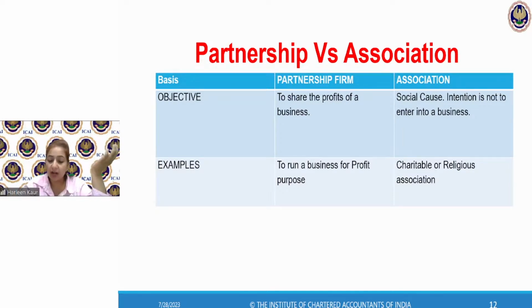Formation means forming, Vishakha, means you are making it. Okay.